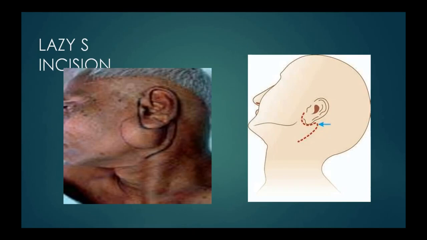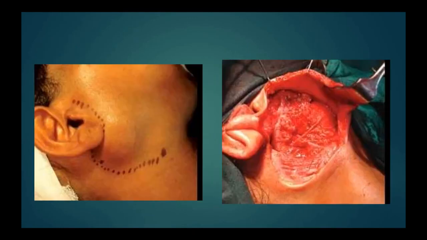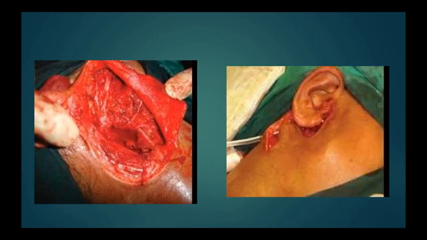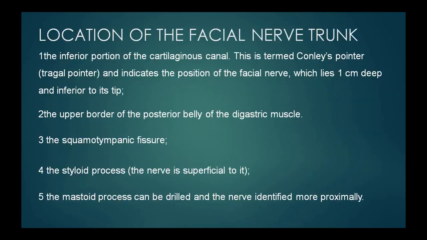So in the picture you can see the lazy S incision. So these are the incisions and elevation of the flap. That is the first step in parotidectomy surgery. So the important step after elevation of the flap is the identification of the facial nerve trunk.